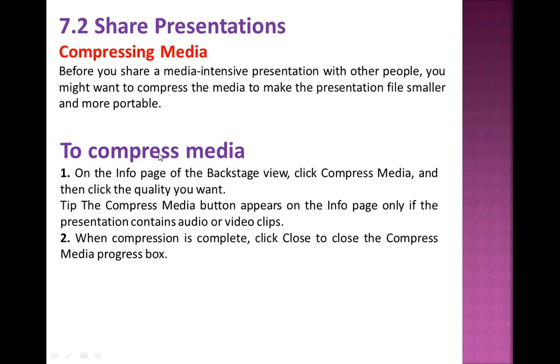Then how to compress the media? Simply go to the info page of the backstage view, click on compress media and click on the quality that you want. Means click on the option, the method, the category, the percentage that you want for compressing the media. Second point says when compression is complete, click close to close the compression media progress box. Means whenever compression is complete, click on the close button to close the compression media progress box.